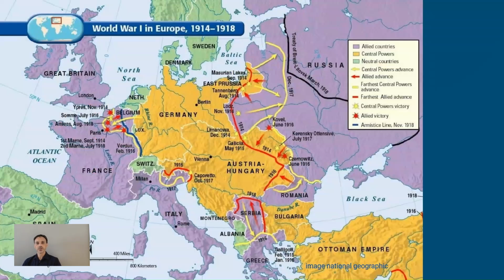This map shows the lines during World War I. We'll pause there just for a second if you want to take a look at it. Again, we see the Triple Entente in purple, and we see the Central Powers in the gold color. The green nations are neutral.